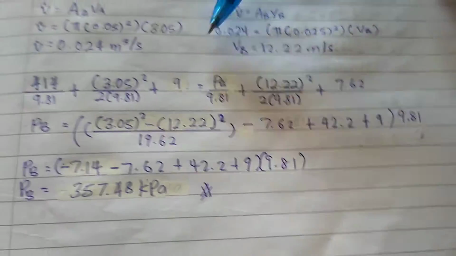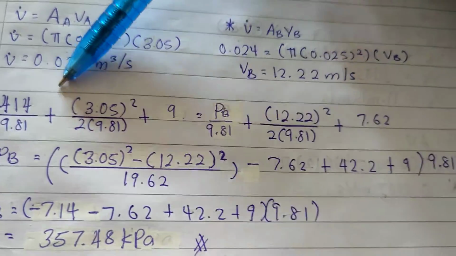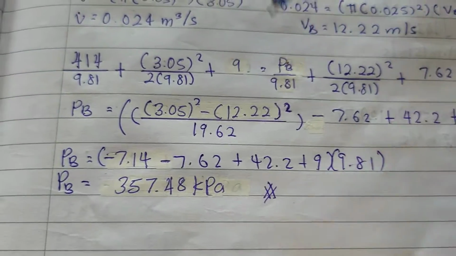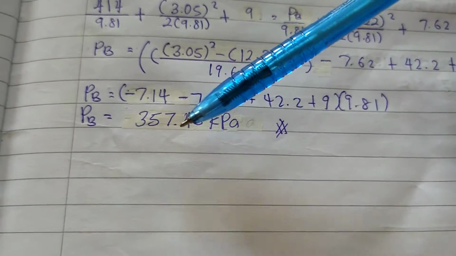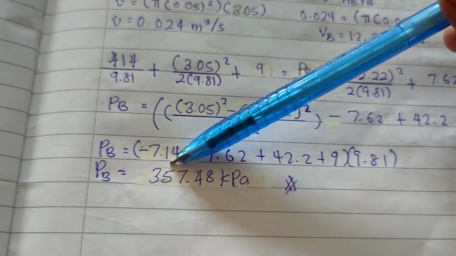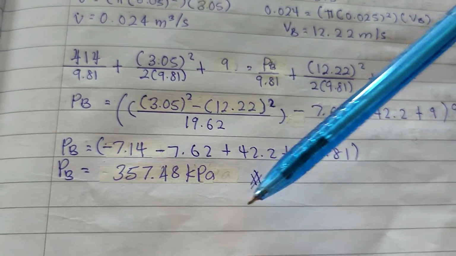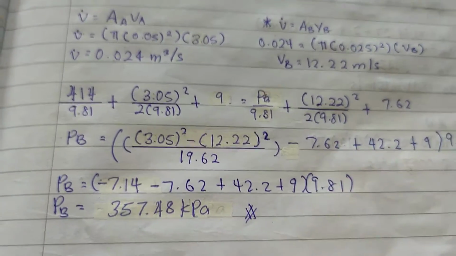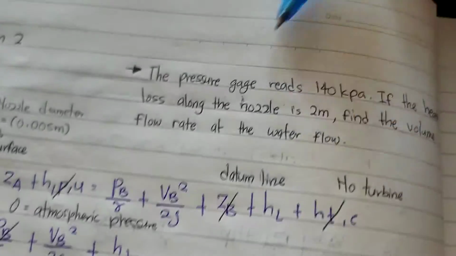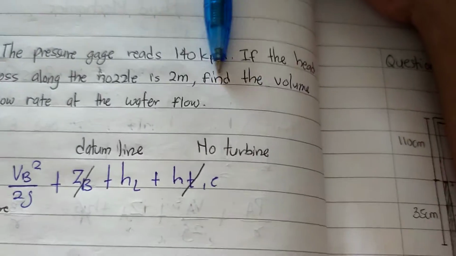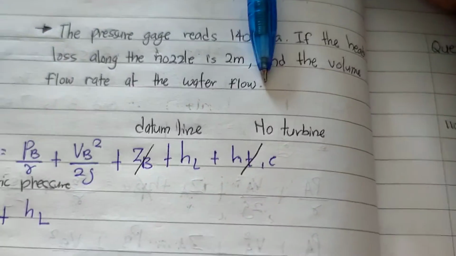After that, you plug in all the information into the equation just now. After that, you can get the final answer of 357.48 kPa. That is the final answer for question 1. Moving on to question 2. Question 2, the pressure gauge reads 140 kilopascal. If the head loss along the nozzle is 2 meter, find the volume flow rate of the water flow.